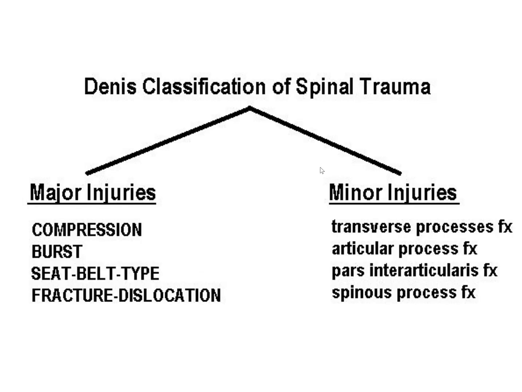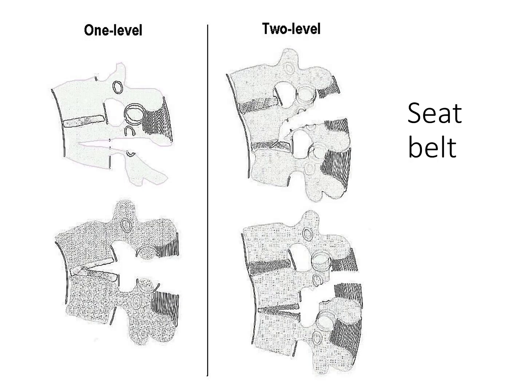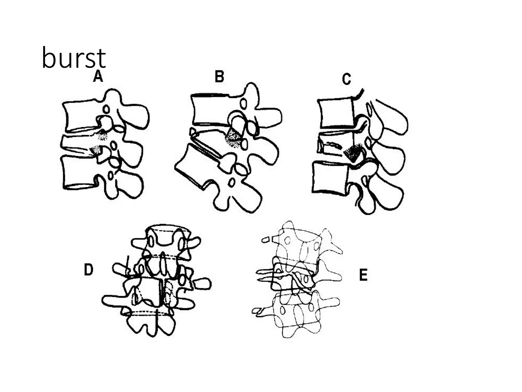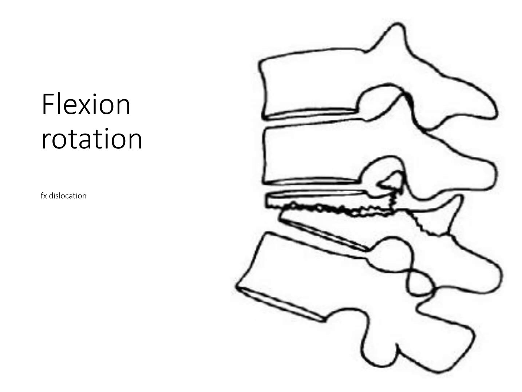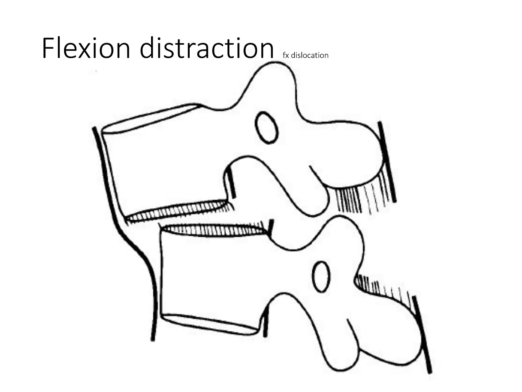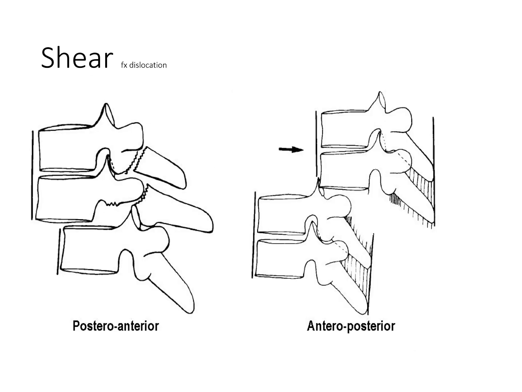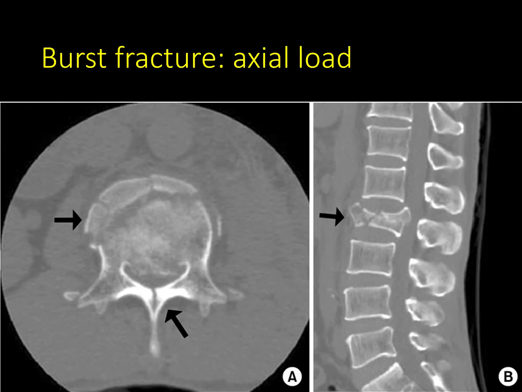And just major, minor injuries are transverse process, articular process, pars fracture, spinous process. And seatbelt injuries can be either one level, bony or ligamentous, or two level. Burst fractures can involve just one end plate, two end plates, can be kyphotic, can have rotation. Burst fractures can be flexion, rotation, flexion, distraction. Shear injuries in either direction.